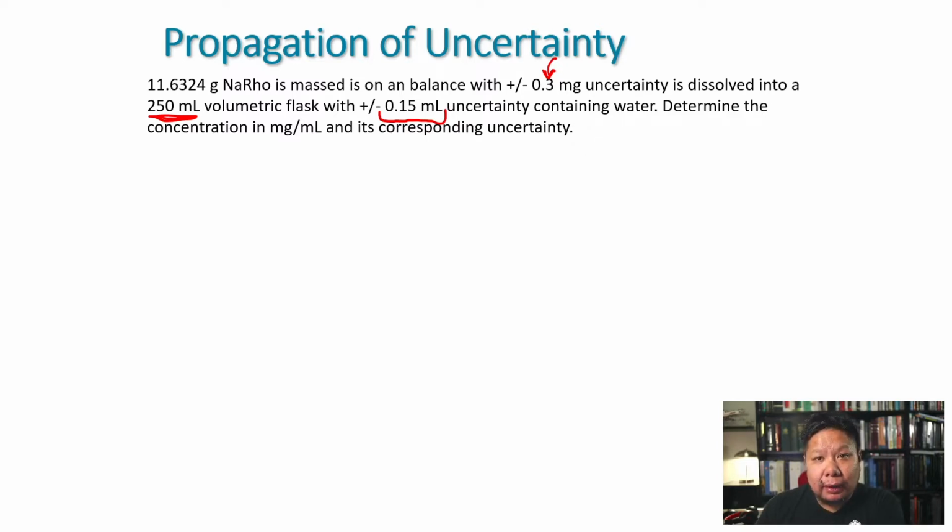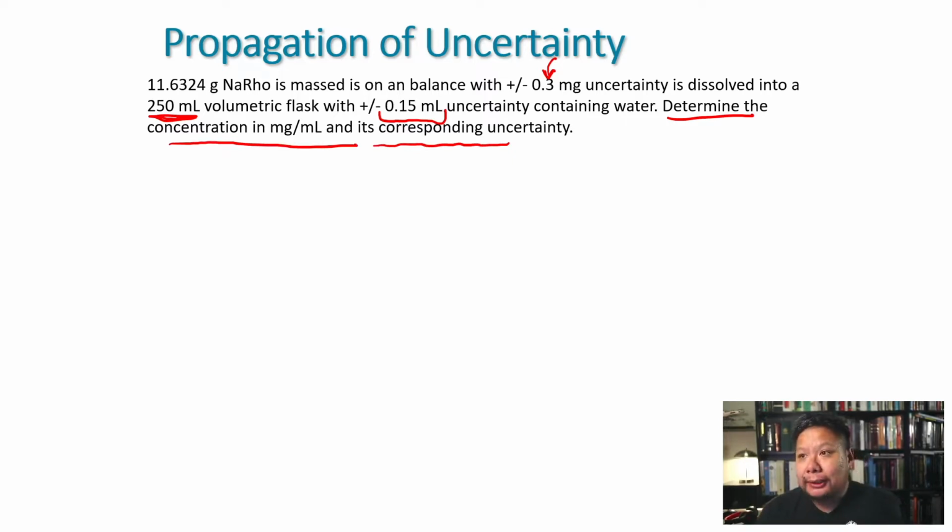And so both the volumetric flask you're using to hold the water and the balance you're using to weigh out the solid are going to have uncertainty associated with them. And so when you report concentrations for every single lab that you do for the rest of the semester, it needs to have uncertainty associated with it. And this is how you will calculate it. So just like the question says, determine the concentration in milligrams per mL, right? And then also report its corresponding uncertainty. So how do we do that?